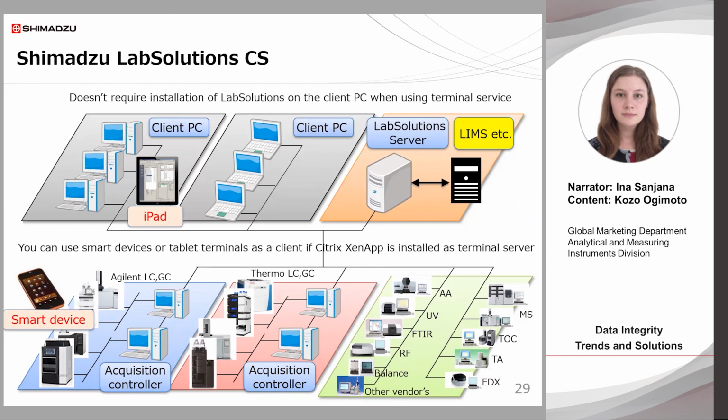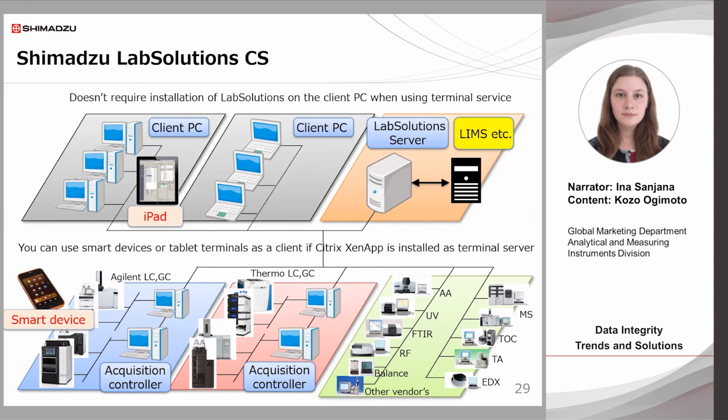CS stands for client server. Instruments such as LCs and GCs are connected in a network, and the data after analysis is centrally managed by the server. The client PC can access all the LCs and GCs in the lab remotely. Since all the analyzed data is also stored in the server, all LC and GC data can be reanalyzed from any client PC.